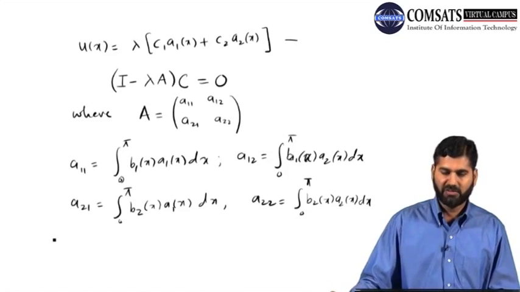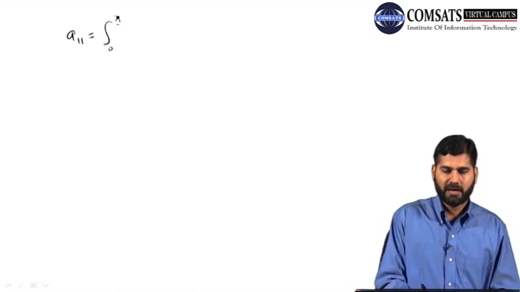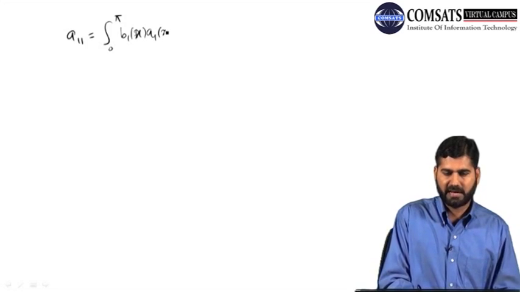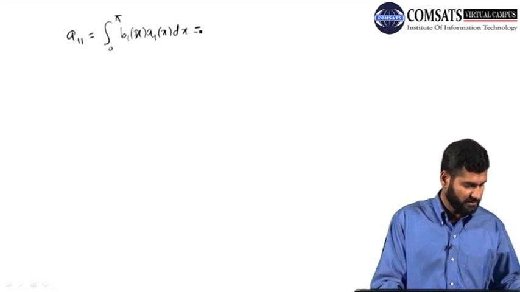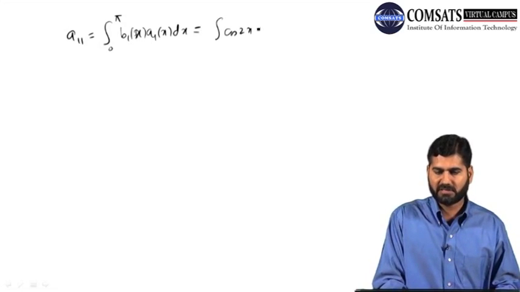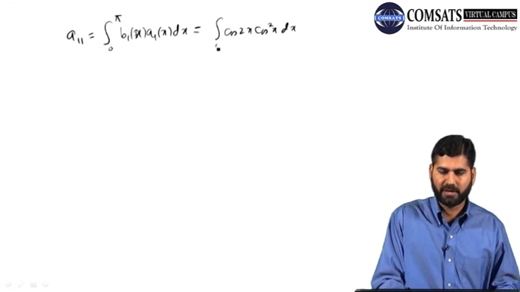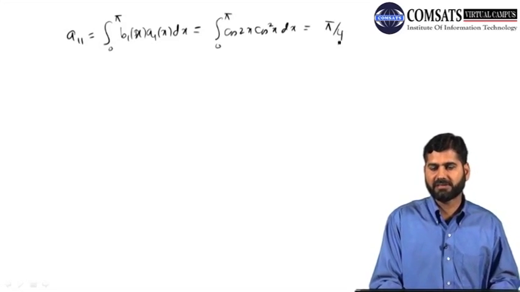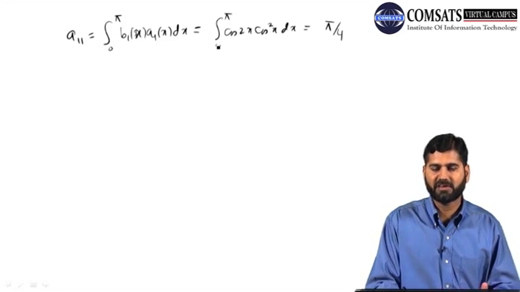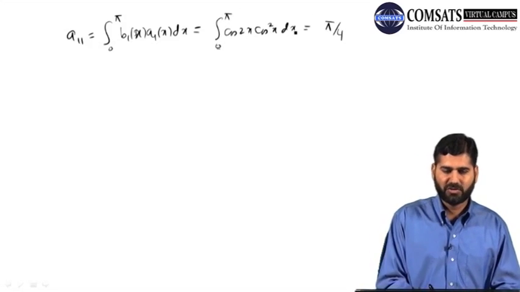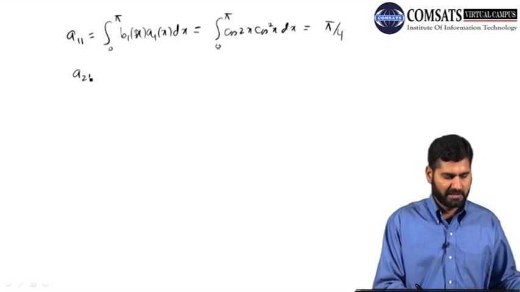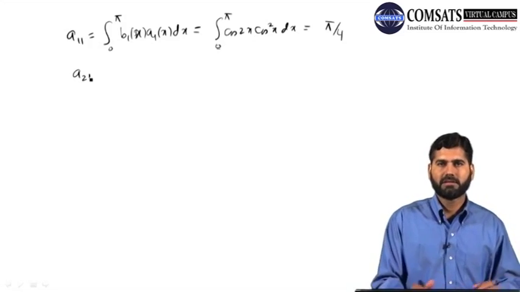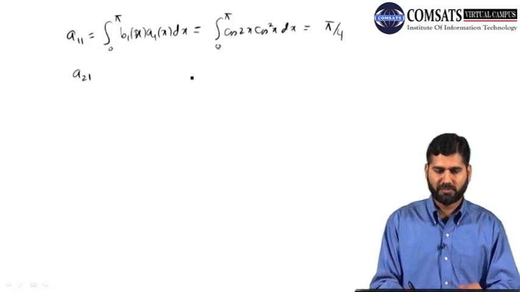If you replace the values, you should get a11 is the integral from 0 to pi of b1 x a1 x dx. So if you replace the values, it's cos 2x cos square x dx from 0 to pi, and the answer you should get is pi by 4, right? I'm skipping the details of integration. It's just a simple integration. You can easily solve it. You should get pi by 4. I'm writing the answers. If you do it on your own, you should match with them.